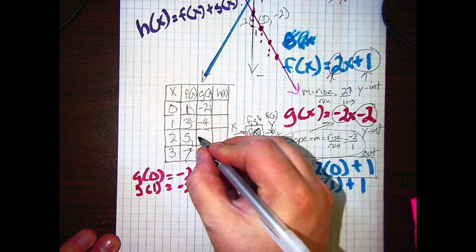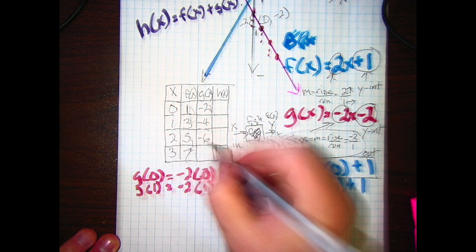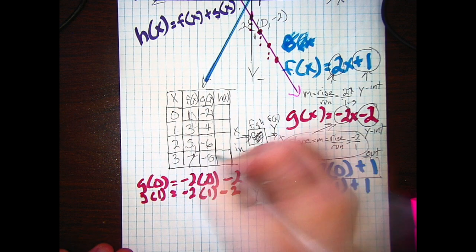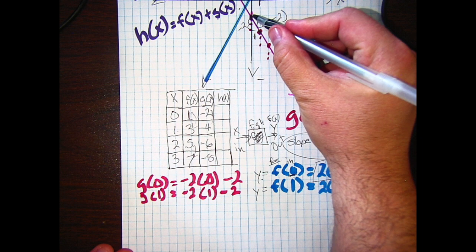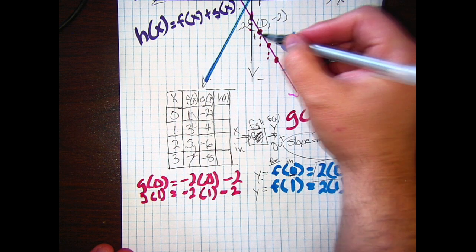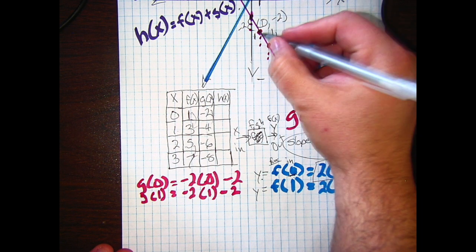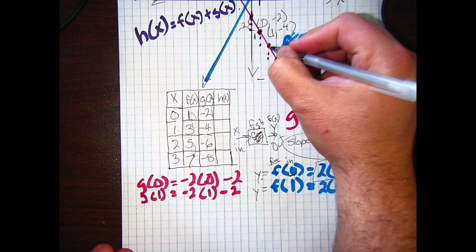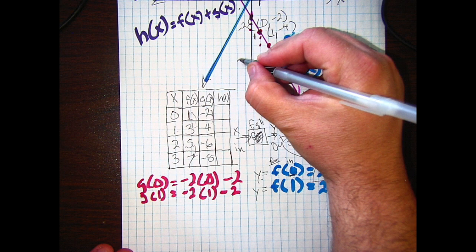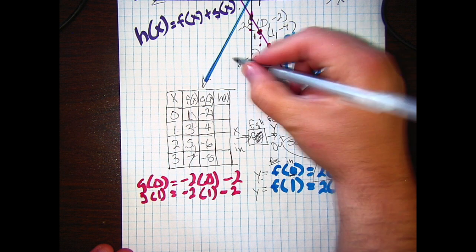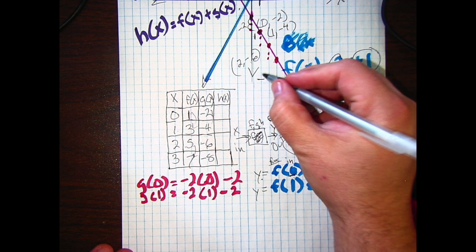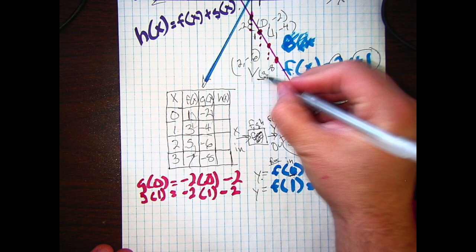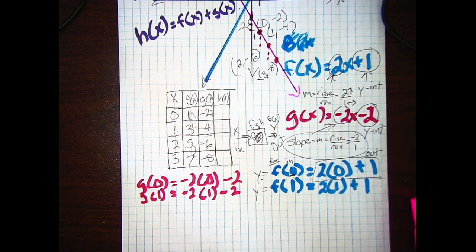So what do you think this would be? -6. What would this be? -8. Let's double check. When x equals 1, we've got 1 comma -4, isn't it? What's this one? -6. So we've got 2 comma -6. And then this last one is in fact 3 comma -8. Right? Okay, cool.